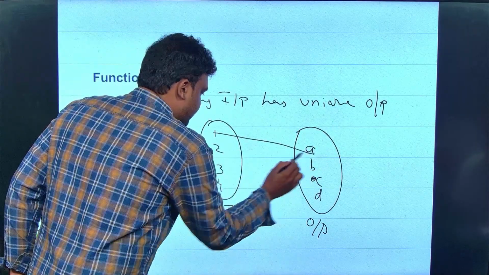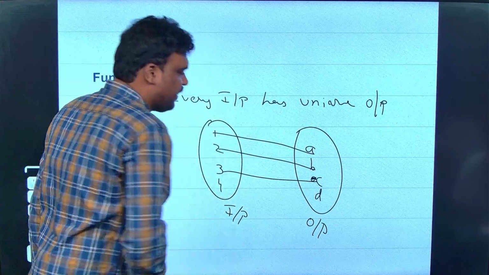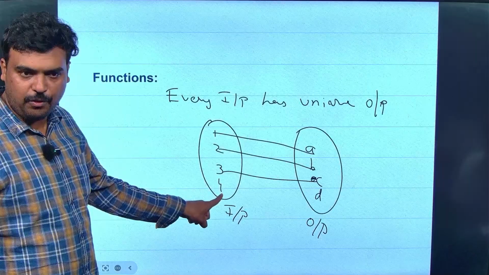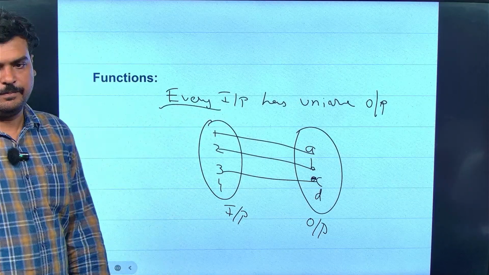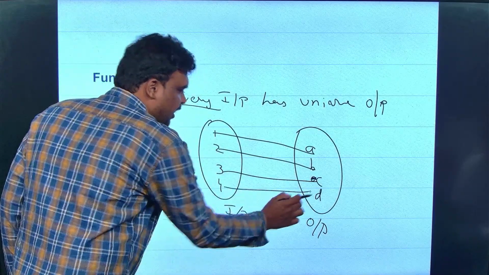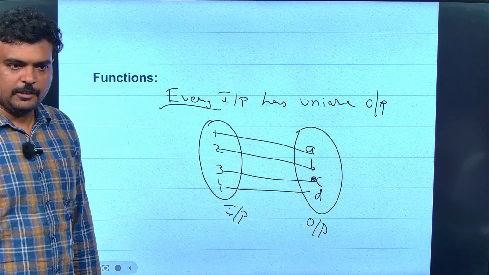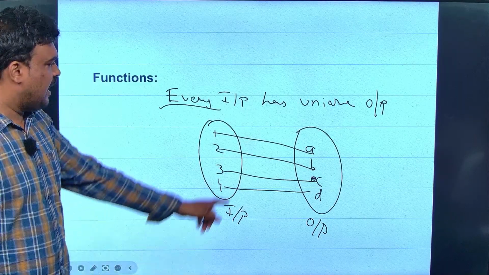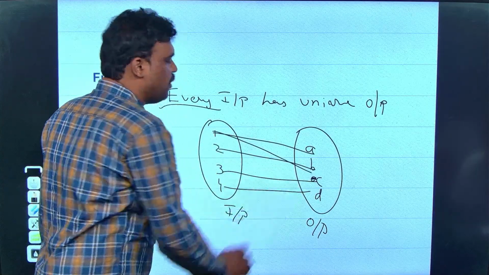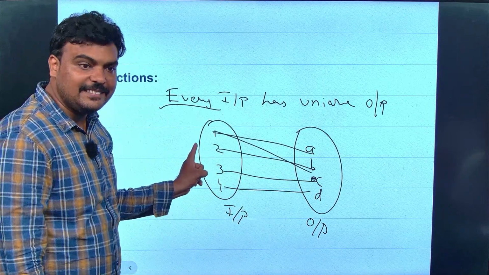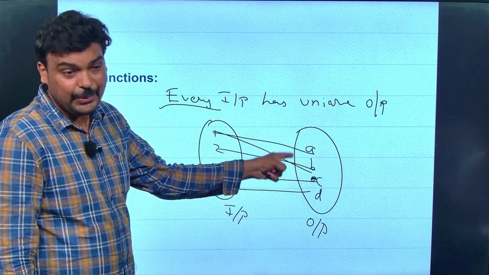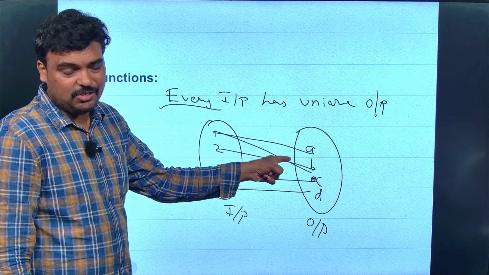So like this. Now is it a function? No, because I don't get an output for 4. It says every. Are you getting it, guys? For every input, what should I have? There should be an output. Right? Sir, it also said unique output. What does that mean? Sir, one goes to A and also goes to B. Now one has 2 outputs, which is not unique. Not unique, so what are we going to call it? Not a function.